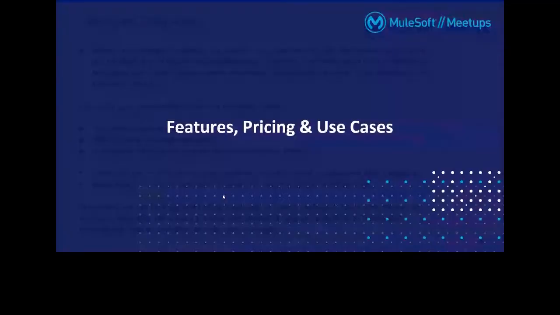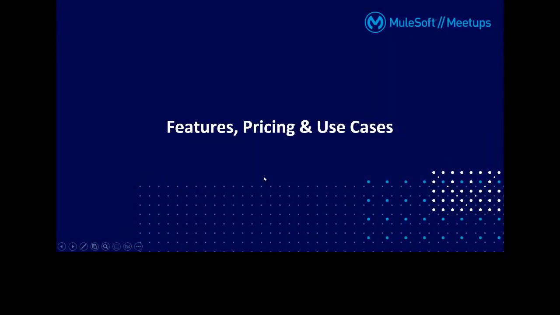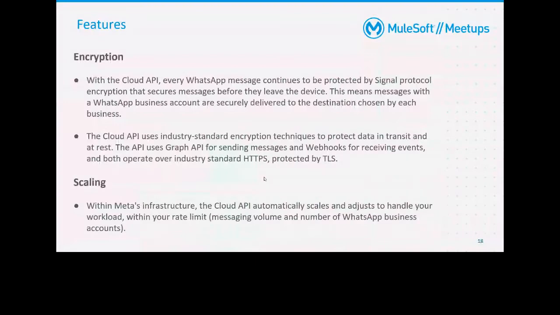Let's see some of the features, pricing, and use cases of this WhatsApp Cloud API. As Vijay asked about the security features we get, we automatically get encryption. It comes with the WhatsApp Cloud API. With the Cloud API, every WhatsApp message continues to be protected by Signal protocol encryption that secures messages before they leave the device.